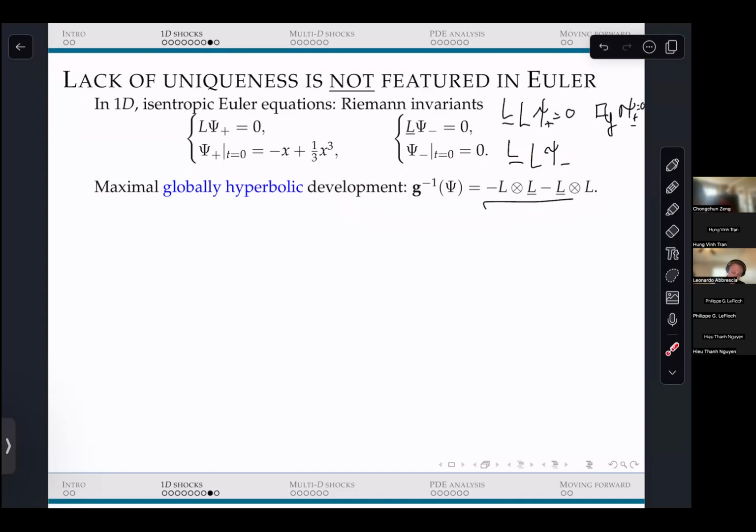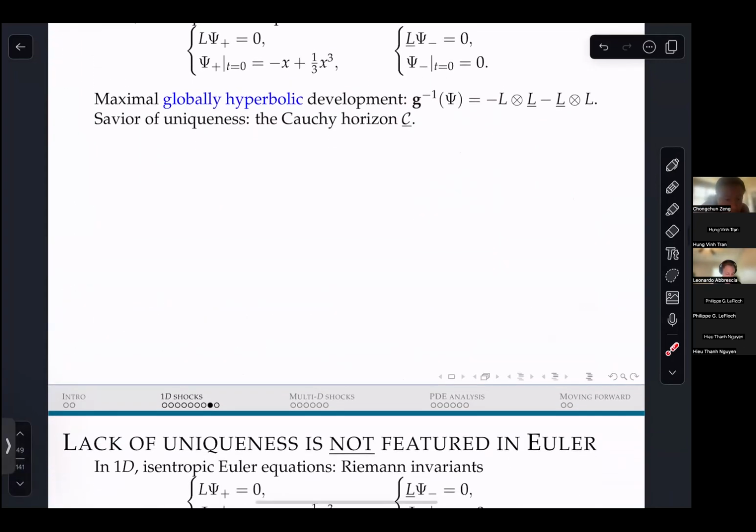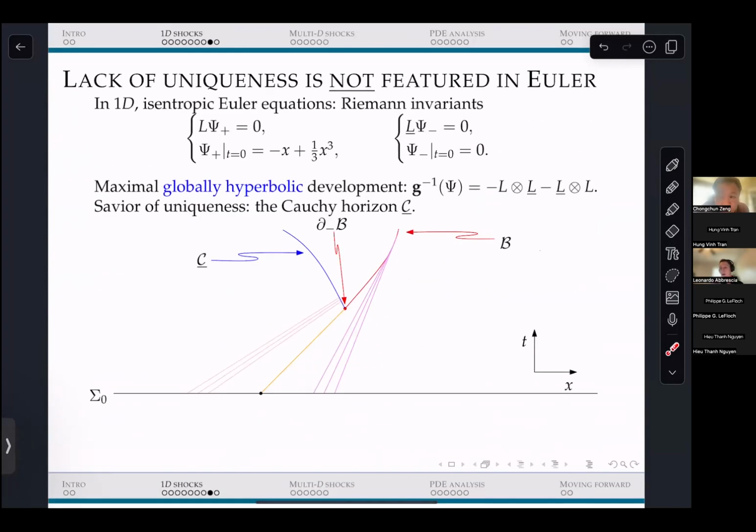But why do I say that studying globally hyperbolic developments saves uniqueness for you? And so I can show you the picture. The savior of uniqueness is something called the Cauchy horizon. So here is now the picture of the maximal development. Notice that the data that I had for the right Riemann invariant was the same data for Euler as for Burgers that suffered from non-uniqueness. It was the same data. But now what does the picture look like? The characteristics coming from the right are collapsing. They have infinite density on the piece of the cusp that was there for Burgers.